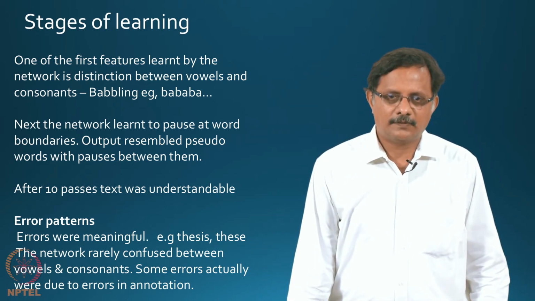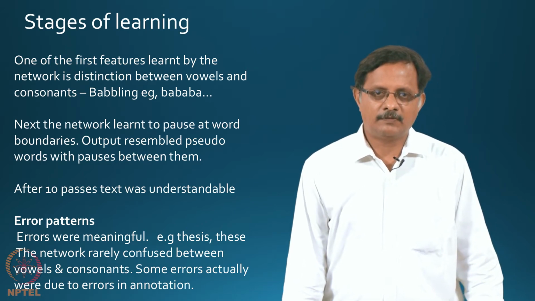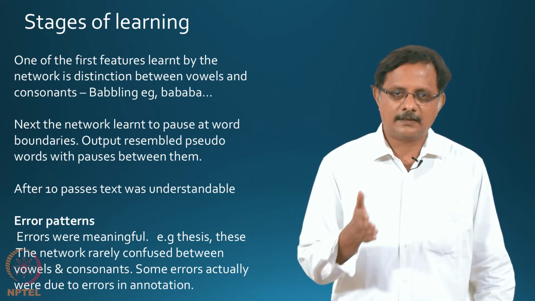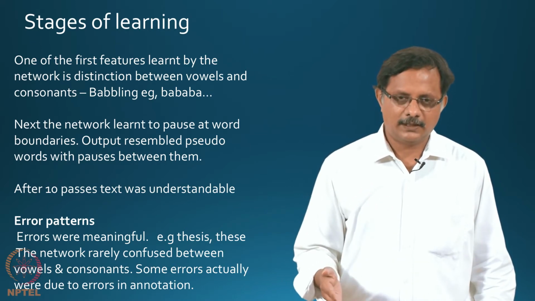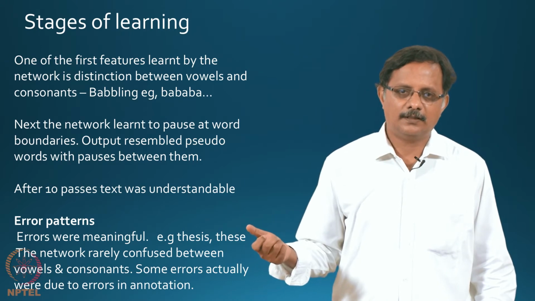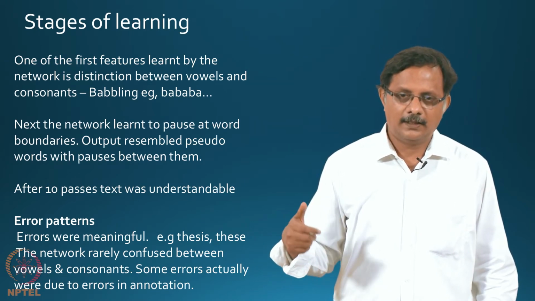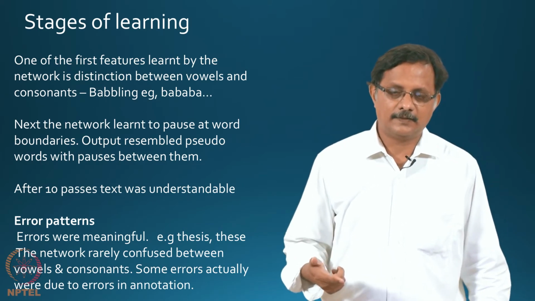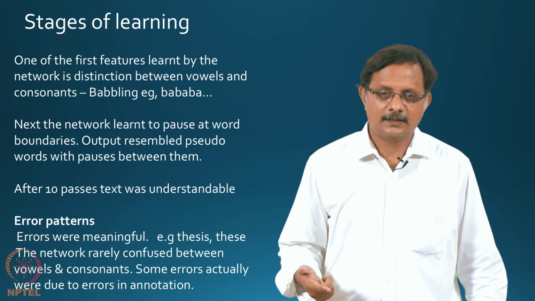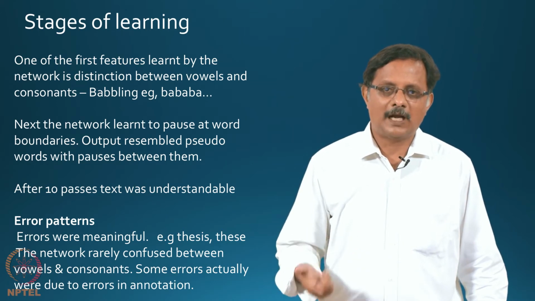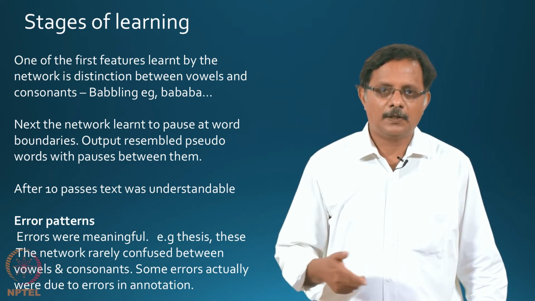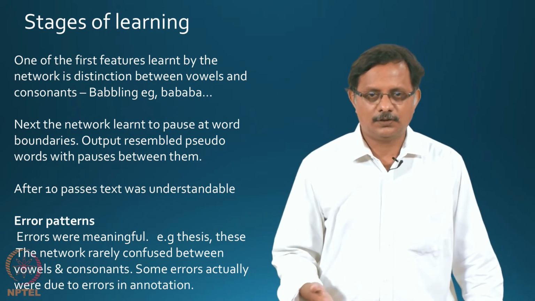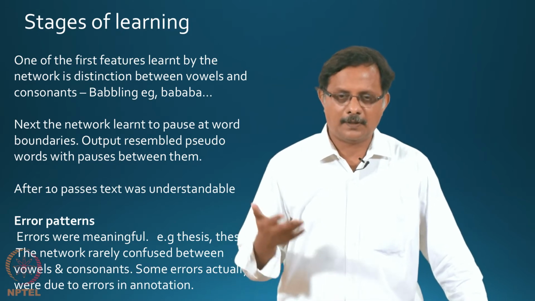One of the first things that the network has learned is the distinction between vowels and consonants. First of all, the network was never told that certain characters are vowels and certain characters are consonants. It was just given a continuous string of letters on the input side and a continuous string of phonemes on the output side. But in the earlier stages, when the network produced these words, it looked as if it is babbling. For example, it would map all the consonants onto one consonant, and all the vowels onto one vowel. So, it would produce something like ba ba ba ba, papa papa, and so on.